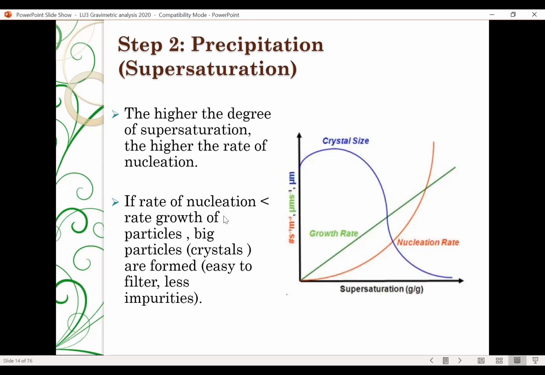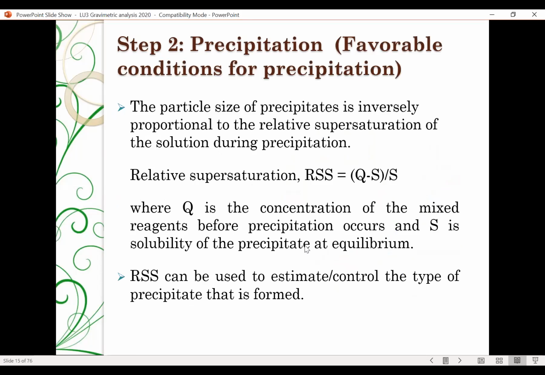Because if the rate of nucleation is lower compared to the rate of particle growth, we will have precipitates with big particles or crystals, which are easy to filter and have less impurities. So this is why we need our supersaturation concept to be understood well. Let's now move to the relative supersaturation equation.